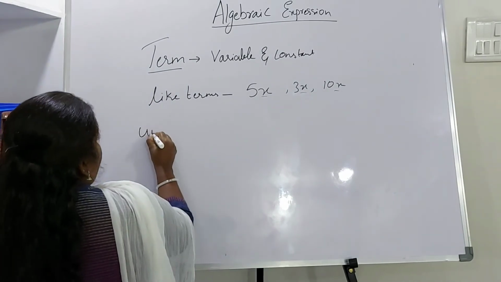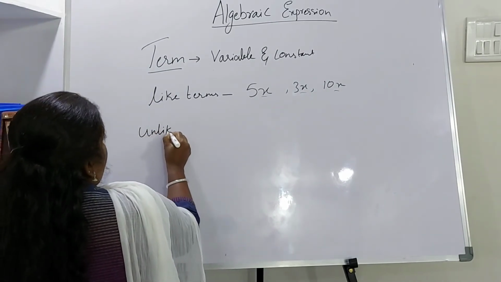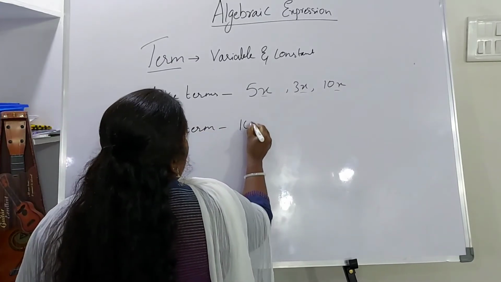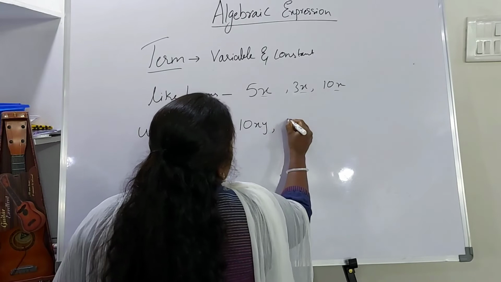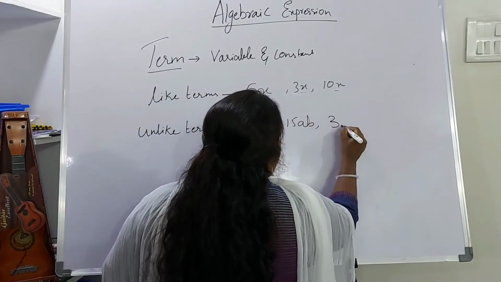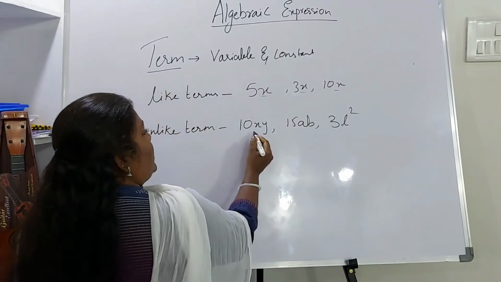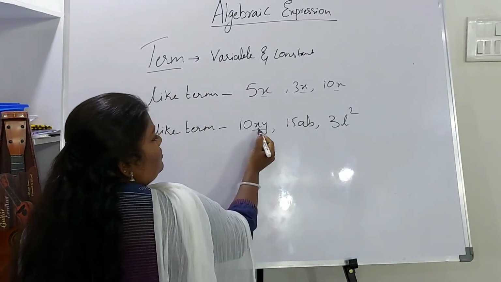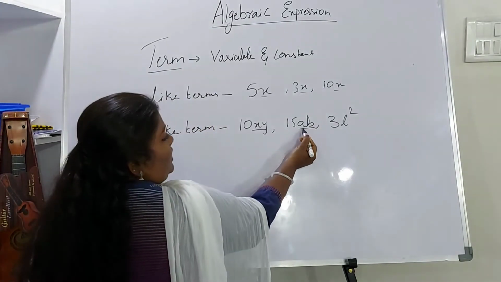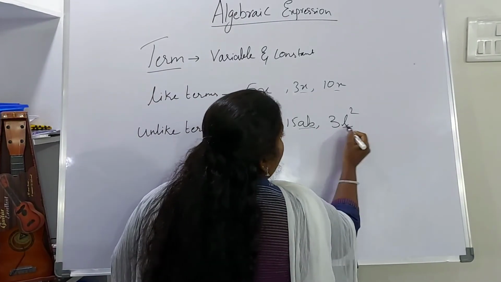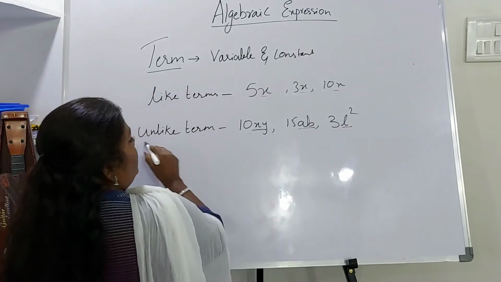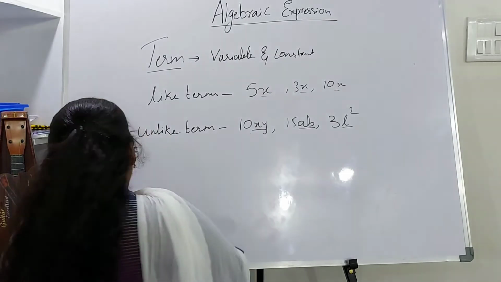Now unlike term. 10xy, 15ab, 3l square. Here you can observe that the variable in the first term is xy, the variable here in the second term is ab, the variable is l square. So there is nothing common in these, so they are termed as unlike terms.